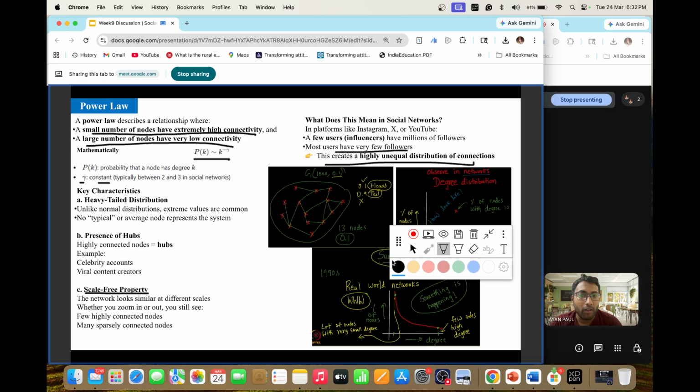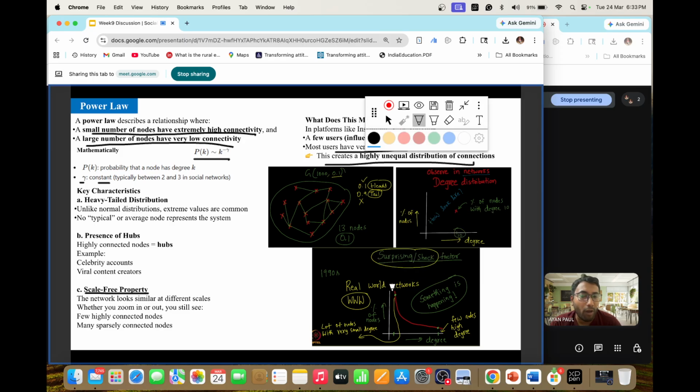What is the graph of power law? This is the graph of power law. You can see here that when the degree is low, you have a higher percentage of nodes, but when the degree is high, you have a lower percentage of nodes. Okay, so this is the power law.